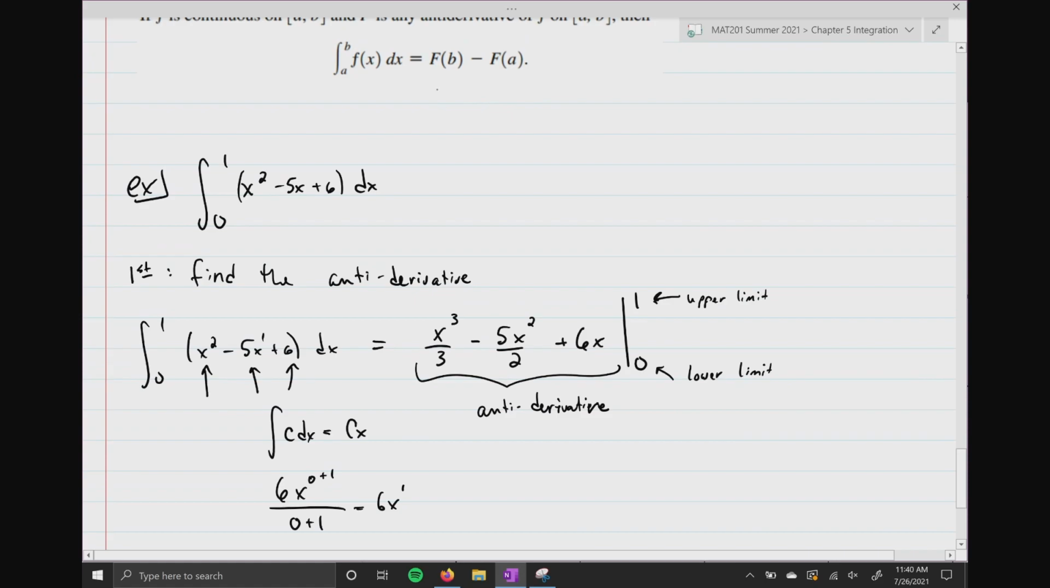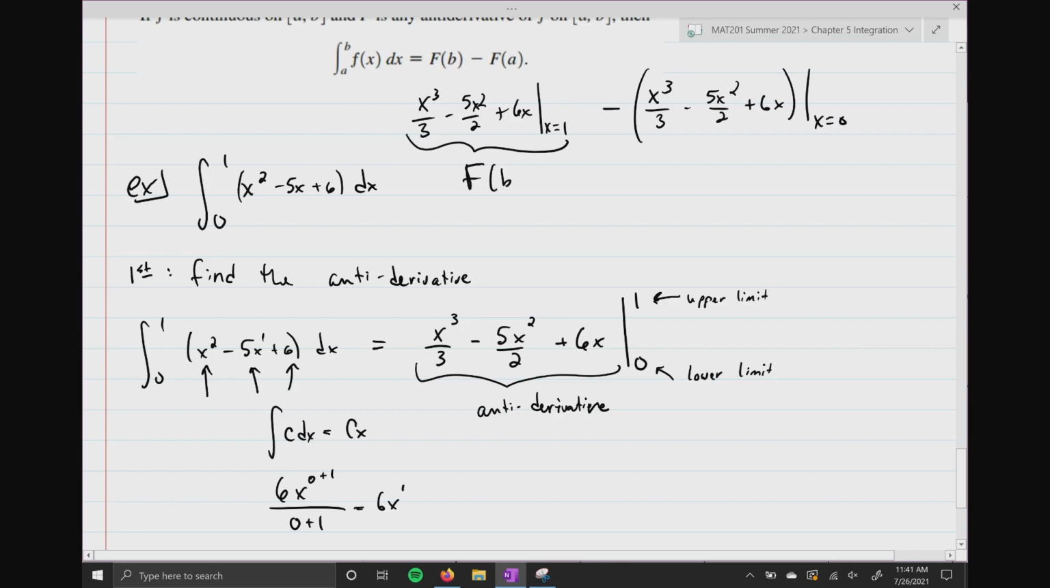This is going to be x cubed over 3 minus 5x squared over 2 plus 6x, where x equals 1, minus x cubed over 3 minus 5x squared over 2 plus 6x, evaluated when x equals 0. So this is going to be your f of b minus f of a. That's what the second part of this fundamental theorem of calculus tells us.